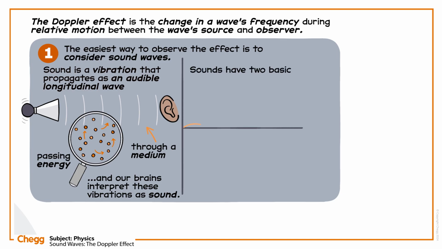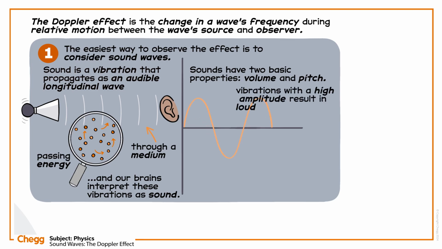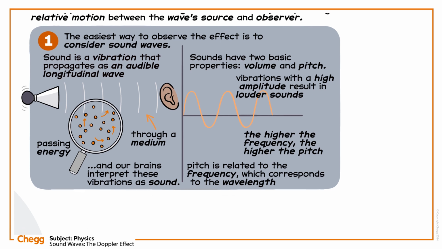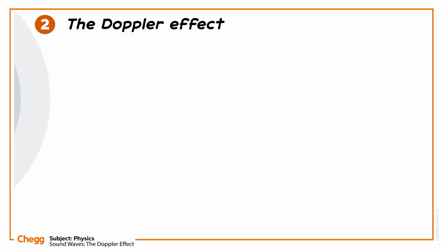Sounds have two basic properties: volume and pitch. Vibrations with a high amplitude, those that carry more energy, result in louder sounds. Pitch is related to the frequency, which corresponds to the wavelength. The more rapid the vibrations, or in other words, the higher the frequency, the higher the pitch. So, those are some of the basics of sound. Now, on to the Doppler effect.